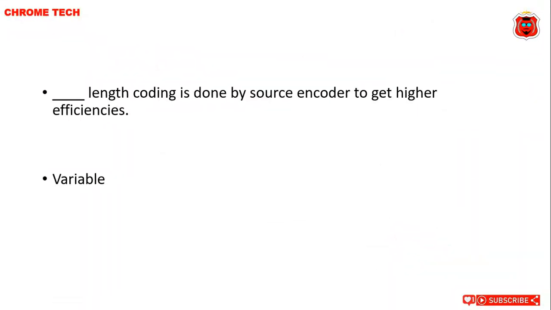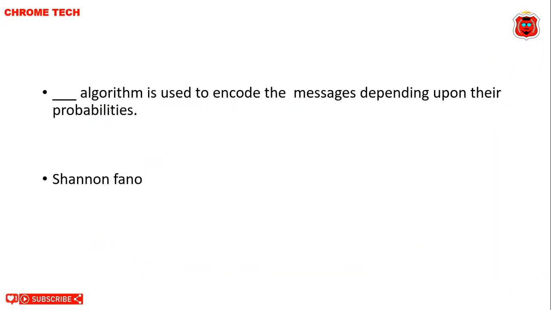Dash length coding is done by source encoder to get a higher efficiency. Variable length coding is the correct answer. Dash algorithm is used to encode the messages depending upon their probabilities. Shannon-Fano is the correct answer. Shannon-Fano algorithm is used to encode the messages depending upon the probabilities.